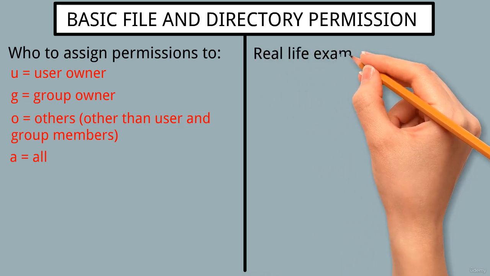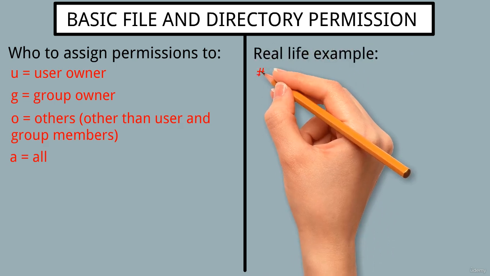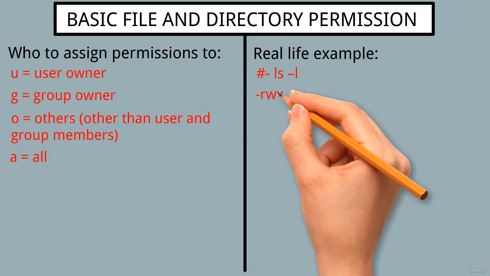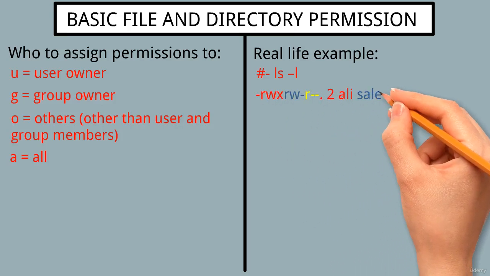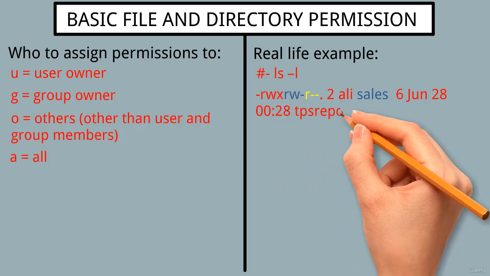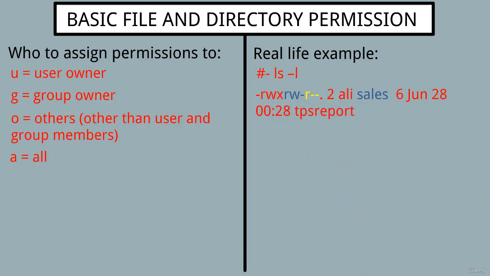Let's cover a real-life example. I did an ls -l on a particular directory, and I got this result. So if you see right here, the file is called TPS report, the user is Ali, and the group is sales. And the permissions, the first column is the permissions. So let's dig deep into the permissions.